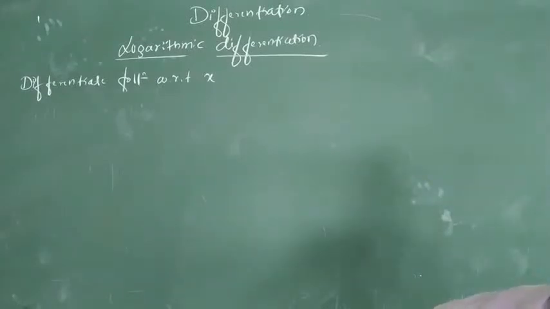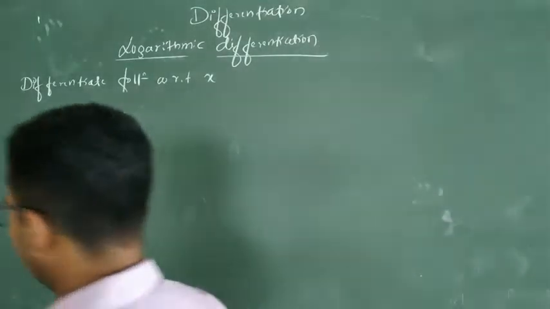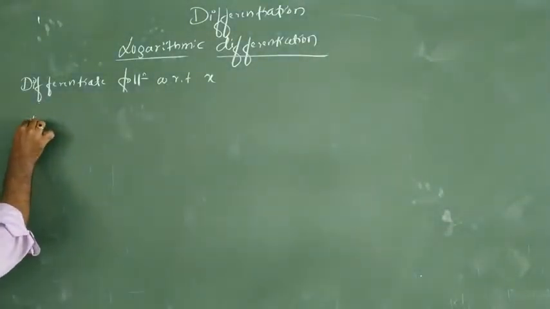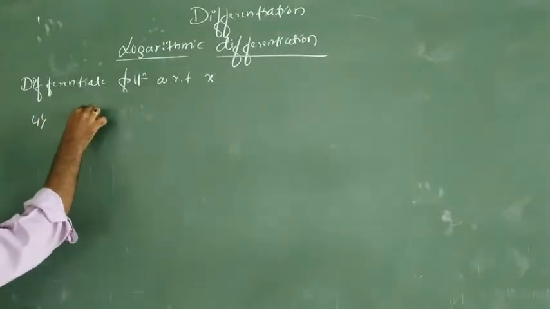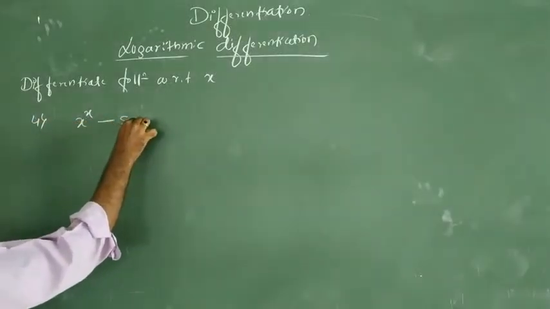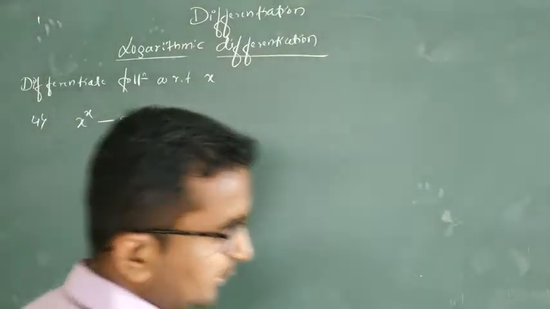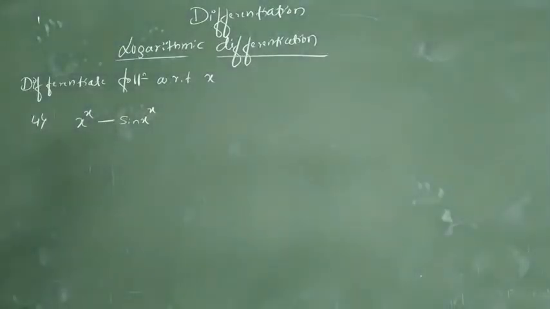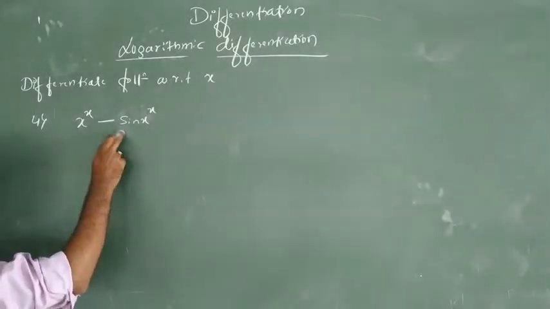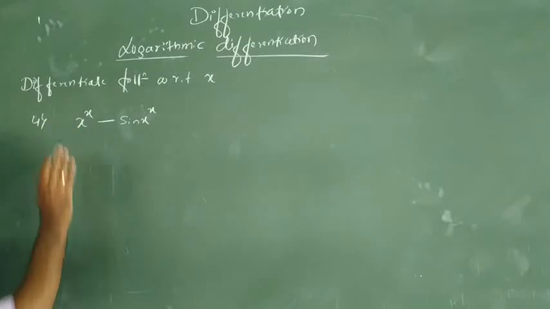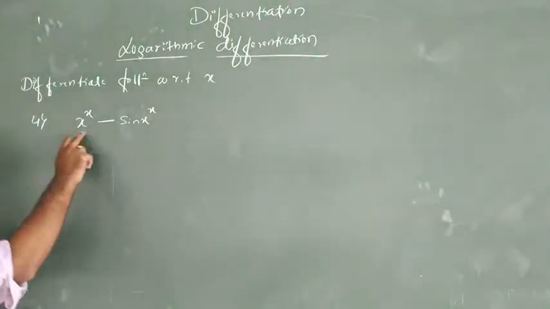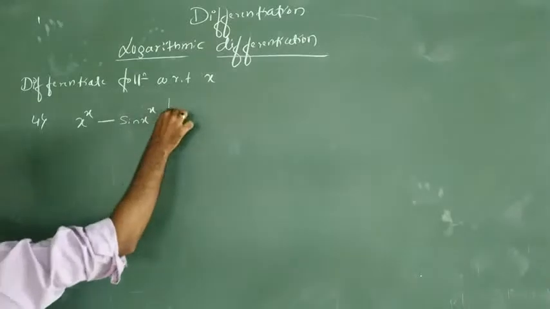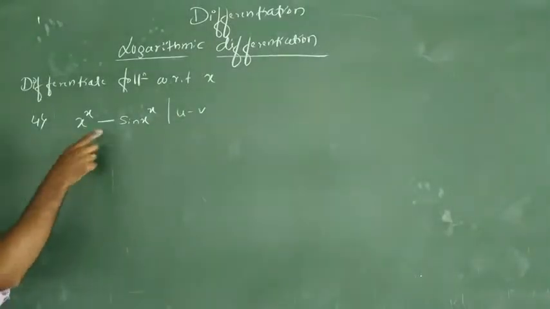When there are two functions in the form of u plus v or u minus v, first I will take the first one. That is the fourth example: x raised to x minus sin x whole raised to x. Here, we also have to consider this, but here between the two functions we have the minus. If it is plus, then also we apply u plus v. When it is minus, then we have to apply u minus v.